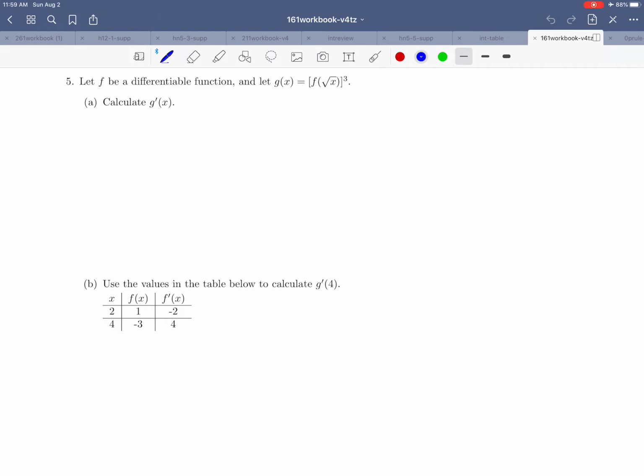Hello everybody, and welcome to exercise 5 on page 53 of the workbook. And here's an example of a little bit more of an abstract nature.